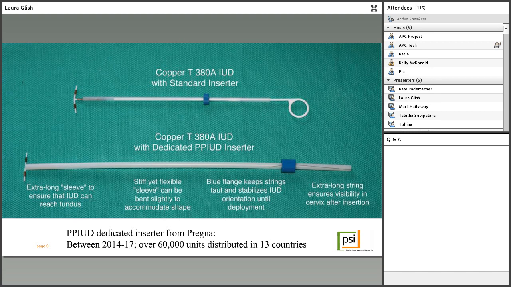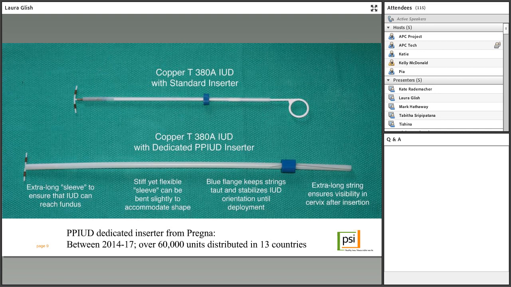You can see at the top is what a normal inserter looks like, and at the bottom here is the dedicated PPIUD inserter. So the extra long sleeve means instead of the traditional way of removing the IUD from the package with forceps and placing it into the postpartum uterus, the IUD can be put directly into the uterus using a longer sleeve all the way to the fundus. The longer strings allow the strings to still be visible as the uterus contracts back down into size.